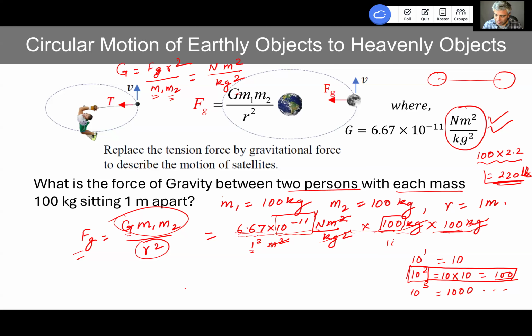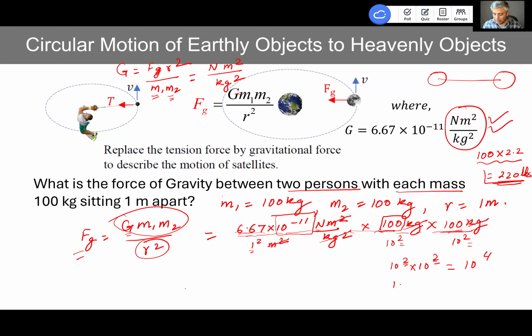Now I have 10 to the power 2 here, 10 to the power 2 here, and they are multiplying each other. So when we have same base and we multiply, what happens to the exponents? The exponent simply gets added. So 10 to the power 2 times 10 to the power 2 is 10 to the power 4. We just add the exponents. So that's how it works.